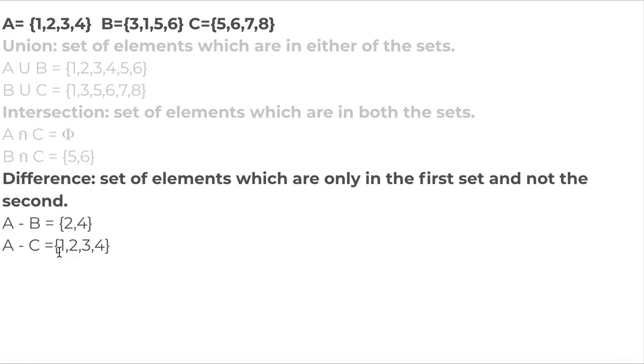And then A minus C would be: take out all the common elements from A that are common between A and C. There are no common elements, so you don't take out any of the elements, and it just stays as 1, 2, 3, 4.